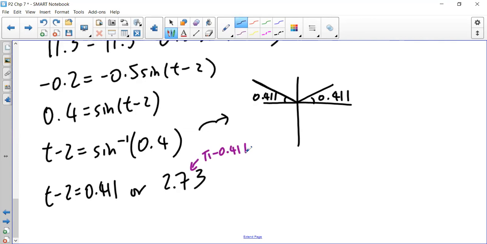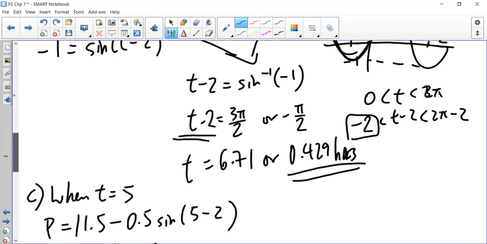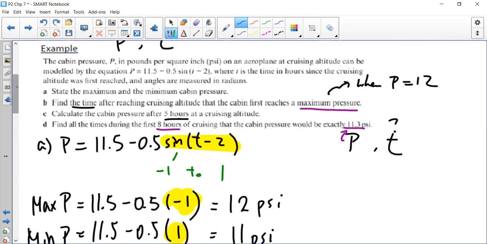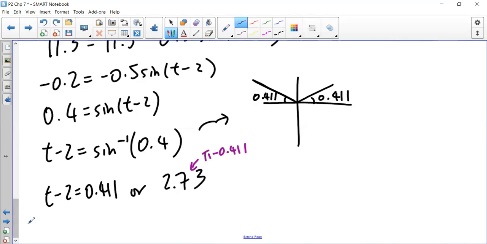Okay. Do we need more answers? We might need to, because now the 8 hours come into play. The first 8 hours. So far we've got t equals 0.411 hours and 2.73 hours. That's way below 8 hours. So I'll be thinking, are there more answers? Okay, that's what you should be thinking, because these two answers are quite far away from 8.